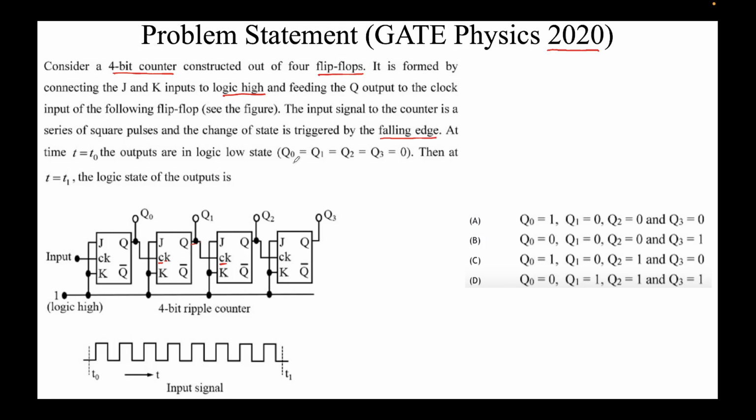Then at t equal to t1, the logic state of outputs is, we have been given this input is a series of square pulses, and at time t equal to t0 we are given that all the outputs are 0, and we need to find the output at time t equal to t1. That is, we need to find Q3, Q2, Q1, Q0, the value of these four. And these are the 4 options that are given here, and this is a multiple choice question with one correct answer, and we need to find the correct one.